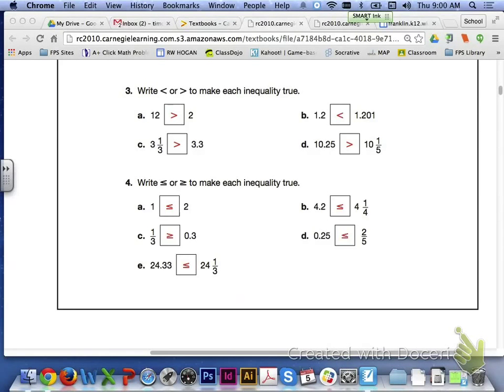For number 4, letter A, 1 is less than or equal to 2. B, 4 2/10 is less than or equal to 4 1/4. Letter C, 1/3 is greater than or equal to 3/10. Letter D, 25 hundredths is less than or equal to 2/5. And letter E, 24 33 hundredths is less than or equal to 24 1/3.